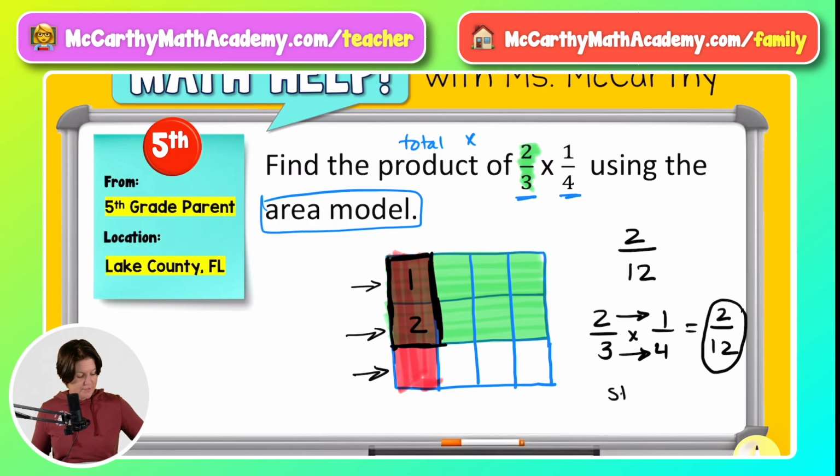This is more like the standard algorithm, which is totally fine to be using. But students in 5th grade do need to be familiar with the area model as well. So that is how you can solve this problem. As a teacher or a parent, you might be thinking, I understand what you did with the standard algorithm, Miss McCarthy, but I definitely need some more practice so I can lock in the skill for area model, or my students might need more practice with this, okay?